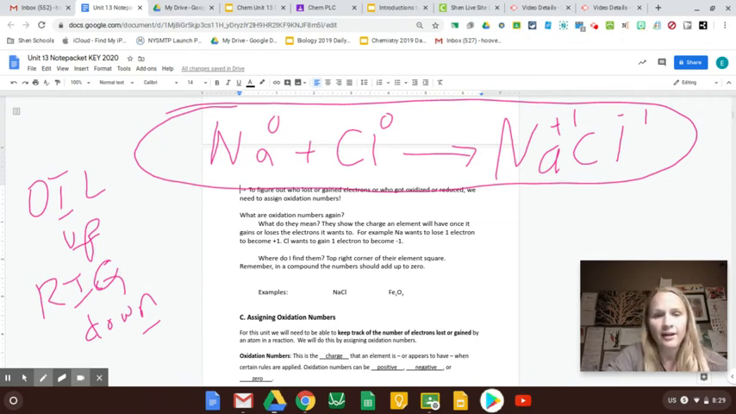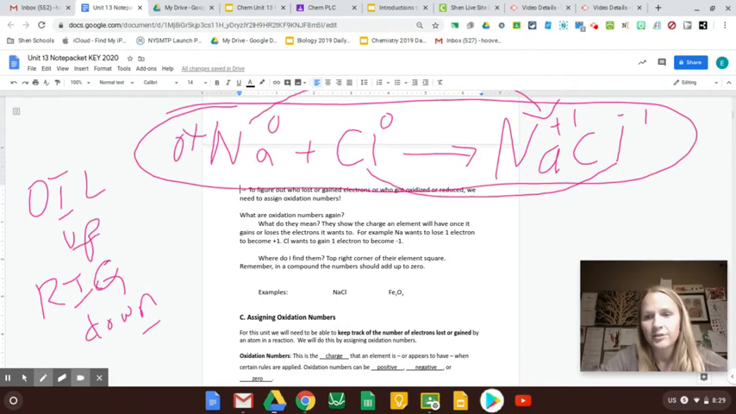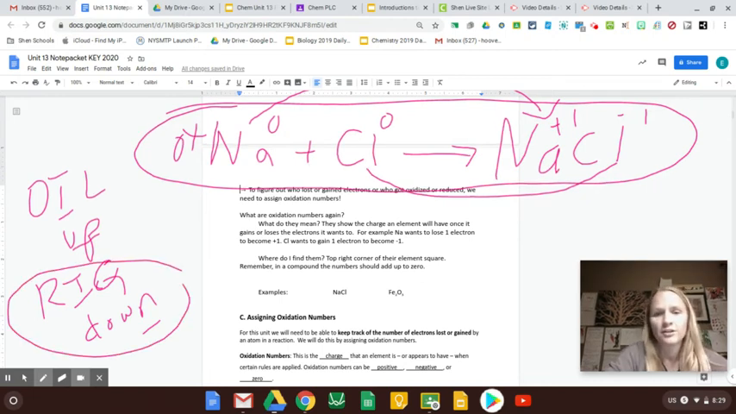So you could go, okay, Na, you were 0. Now you're +1. Looks like the charge went up. Okay, so that got oxidized. Cl, you were 0, now you're -1. Your charge went down, so that's reduction. Okay, Cl is the thing that got reduced.